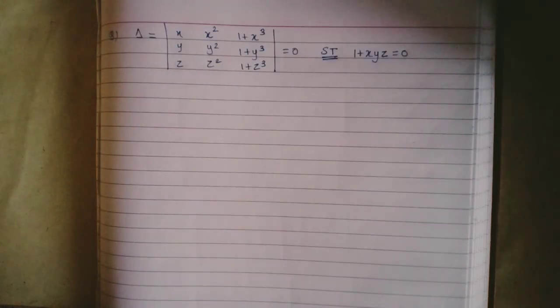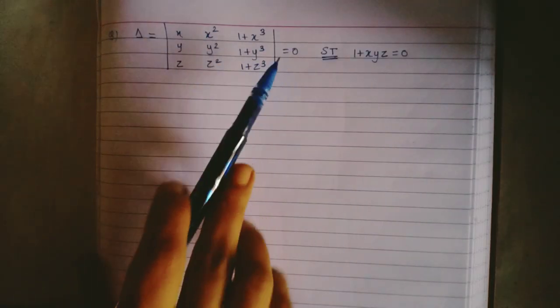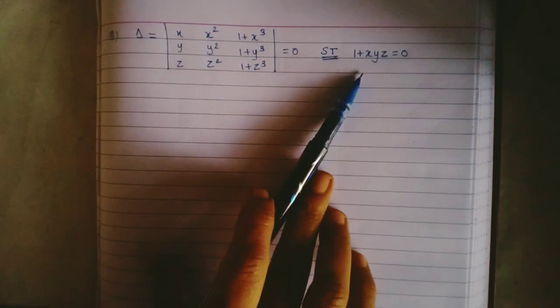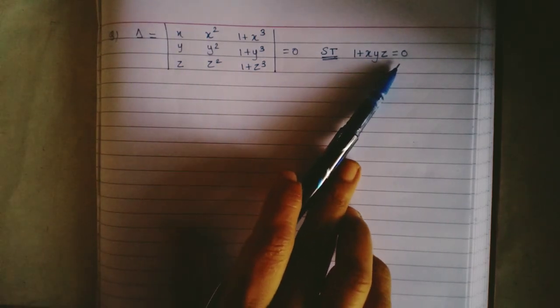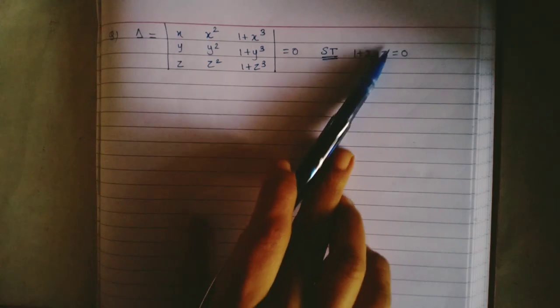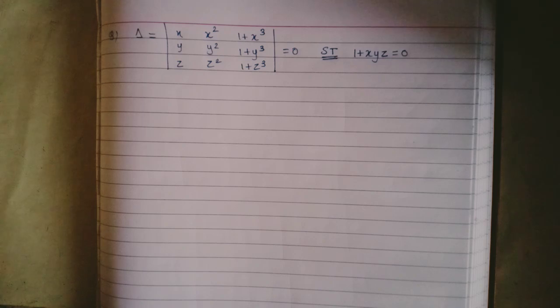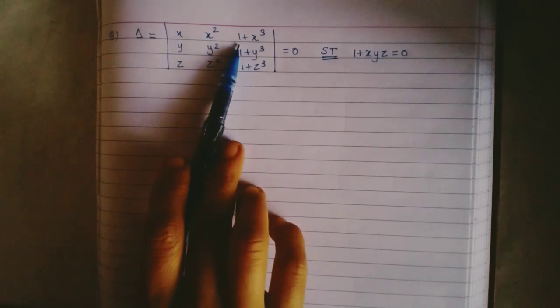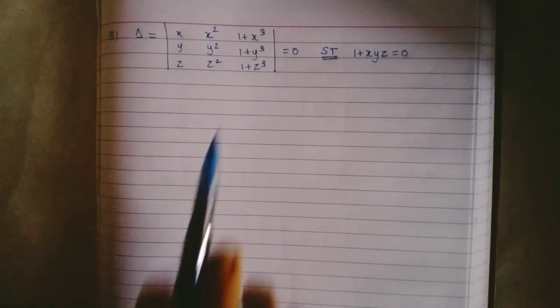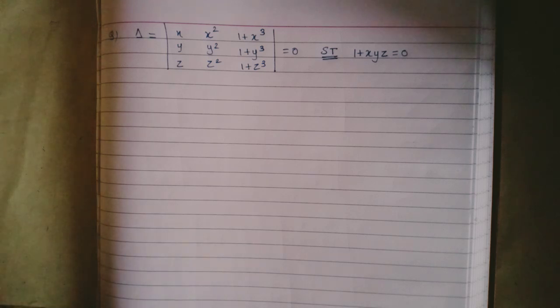Let's solve this. So it is already given that the determinant is 0. You have to show that 1 plus xyz is equal to 0. So this you have to take outside. Okay, so let's start. Here 1 plus is given, so you can use the property of a determinant where you can add the elements of the determinant, right?